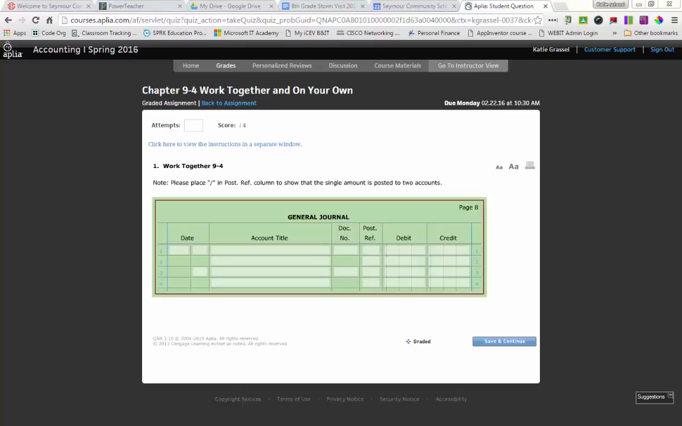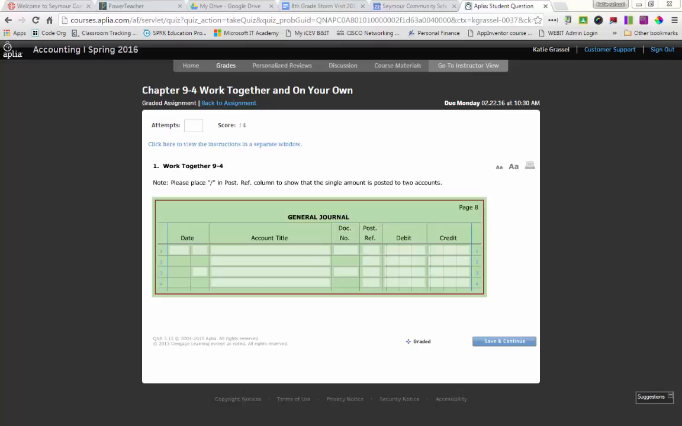If it's a C, what journal? Cash payments. If it's a P, what would P stand for? Purchases. What journal do we have? Purchases. Remember, that's the first one that we learned. That was in 9-1. We have a purchases journal which is used only when we buy merchandise on account.